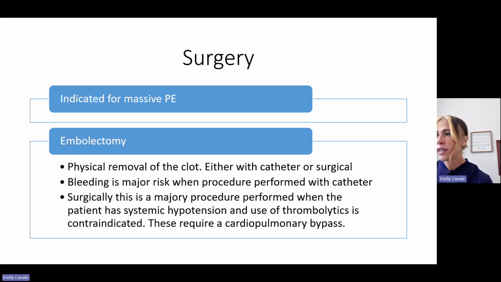We would only be doing surgery if it's really, really massive. And typically it's just an embolectomy. They are just going to physically remove the clot.